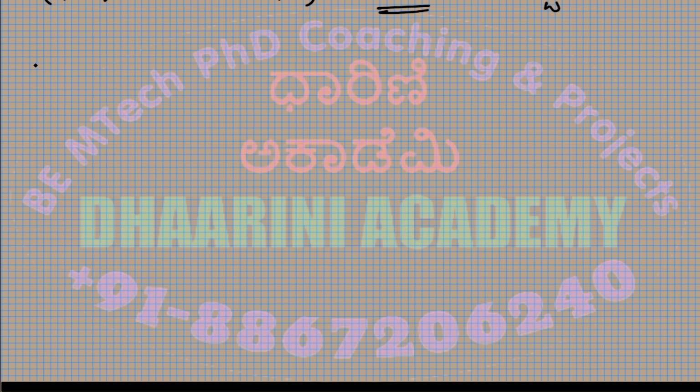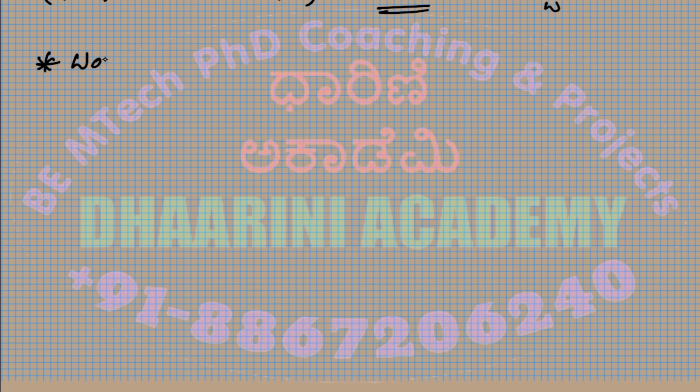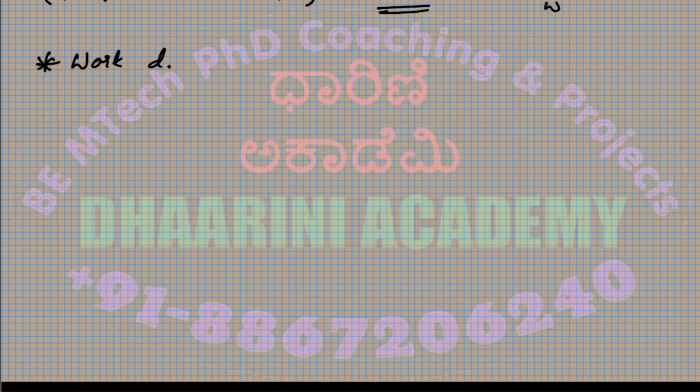All right, let's move to the next topic itself. So that's type 1, which is the work done by a constant force. Right. The next topic we are going to look at is called the work done by a variable force.